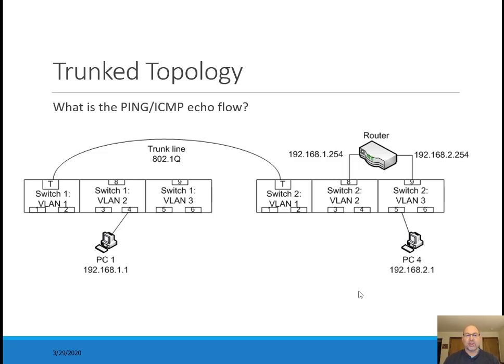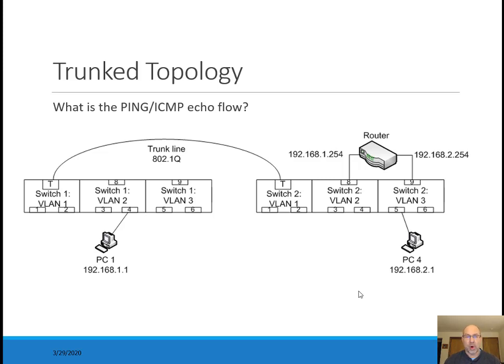Okay, so PC1 tries to ping PC4. So 1.1 tries to ping 2.1. It looks in its host routing table and discovers that that is on a different network. And so it realizes that it needs to ARP for its default gateway, right? So it looks in its ARP table, and if the ARP table is clear, it ARPs for the default gateway. So it sends out an ARP for 1.254.